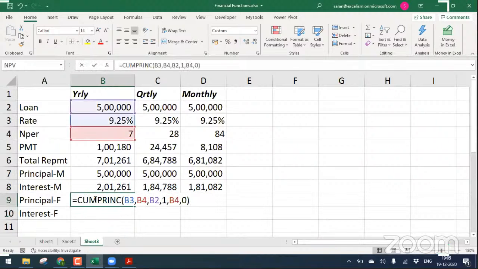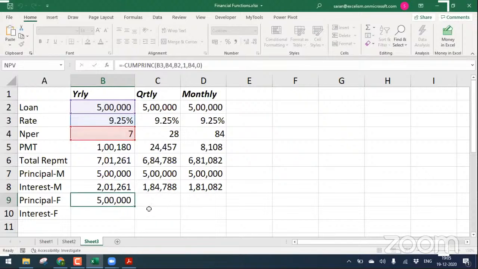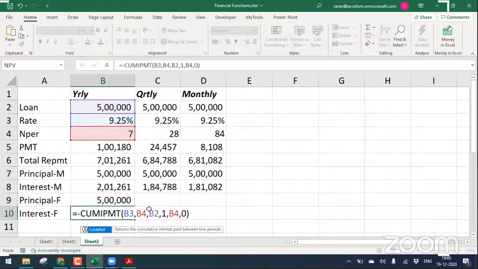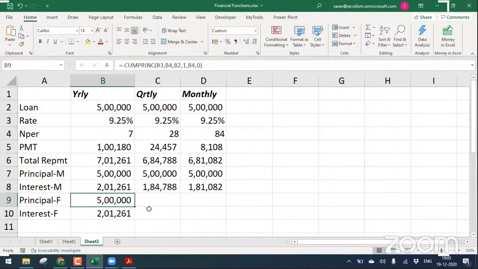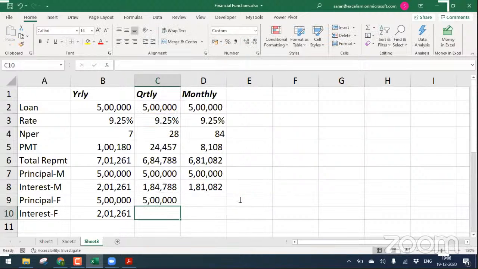So I want to make this positive. So let me start with negative, simple. So what I'll be doing, I'll just simply copy this and paste here. I'll just make this cumulative principal to cumulative interest payment. And wonderful. If I want to do the same here, let us see what you are going to do. I'm going to put this divided by 4 because it's quarterly. Then I think everything is fine. So let me enter. Wow.